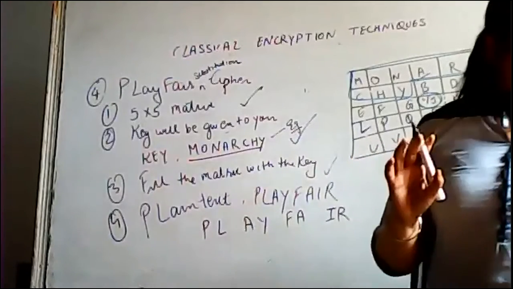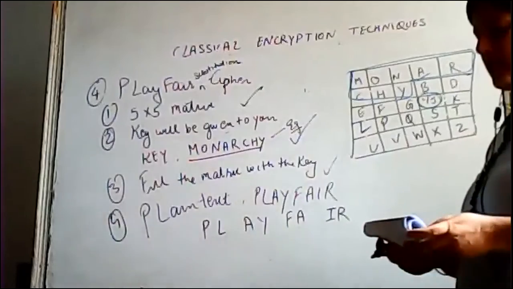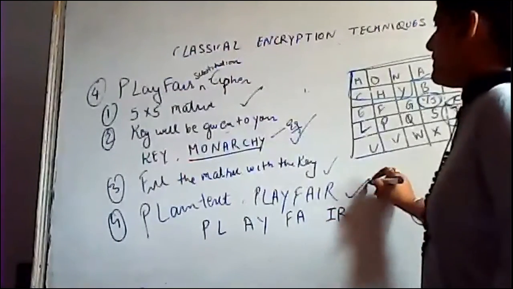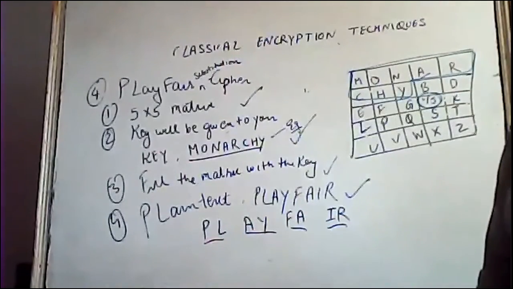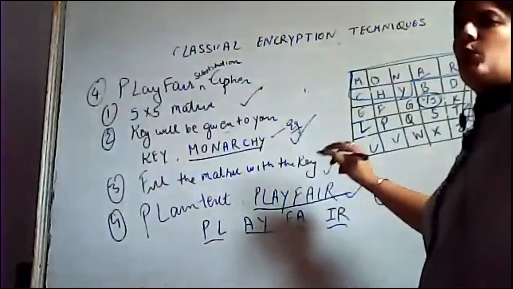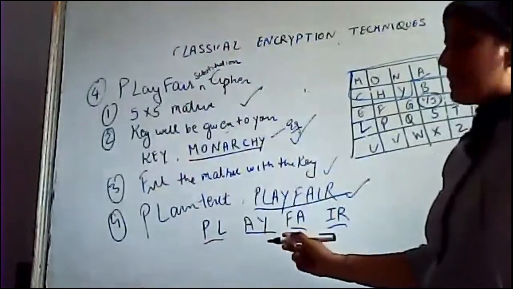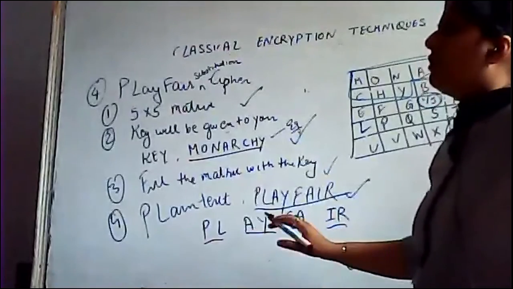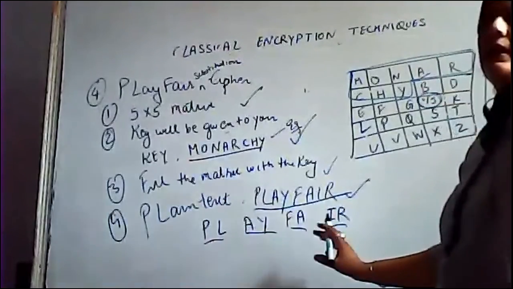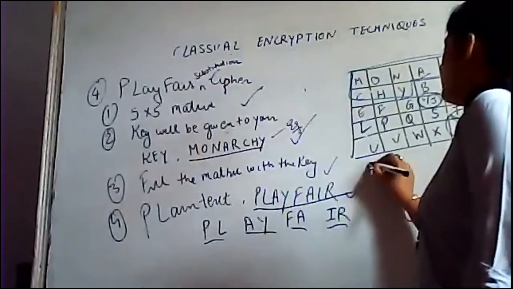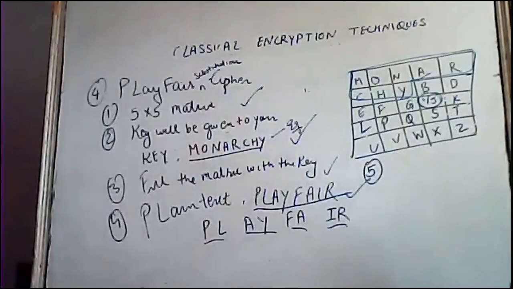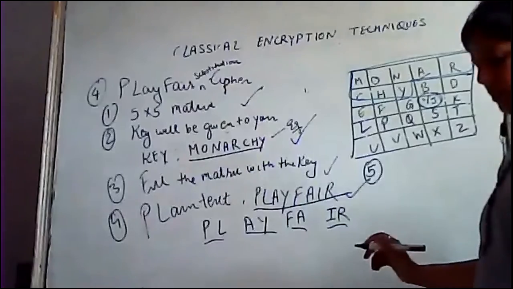Clear? So the next step is how we can use that. The fourth step is that we divide the plain text into pairs. Okay, like this was my plain text. I need to convert this plain text. So I am pairing it into groups like PL, AY, FA, and IR. Fine. Now there are three rules that you need to consider. This point is important. There are three rules that you need to consider in order to encrypt a particular plain text. One is your row rule.